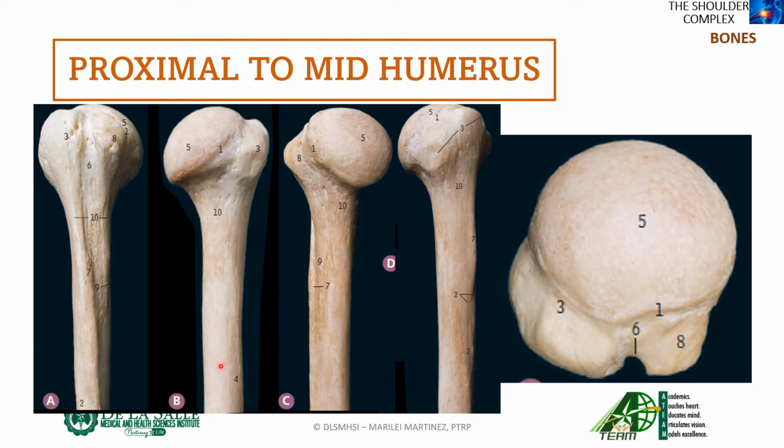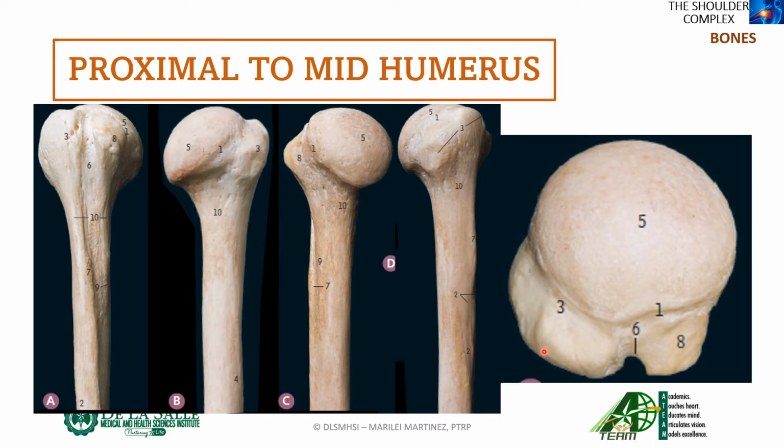Next, we also have here the tubercles or the tuberosities. So we have the greater tuberosity and the lesser tuberosity, or the greater tubercle and the lesser tubercle. In between them is the bicipital groove, which houses a specific tendon that you have to identify in your handouts. This is also called your intertubercular groove because the groove is between the two tubercles.